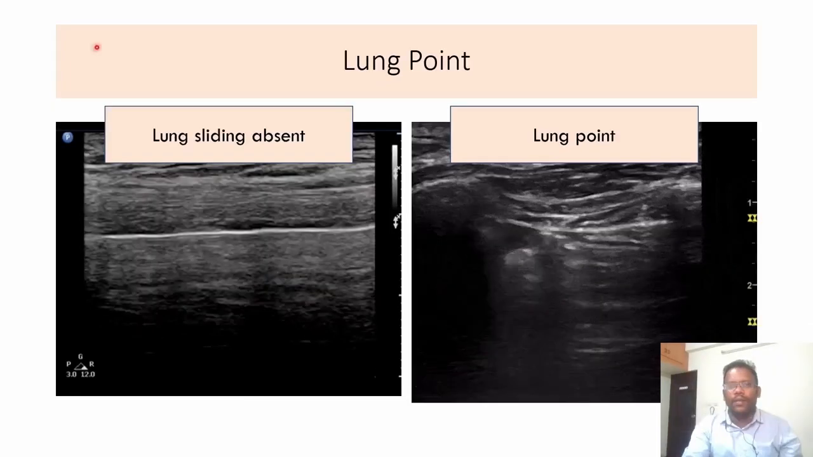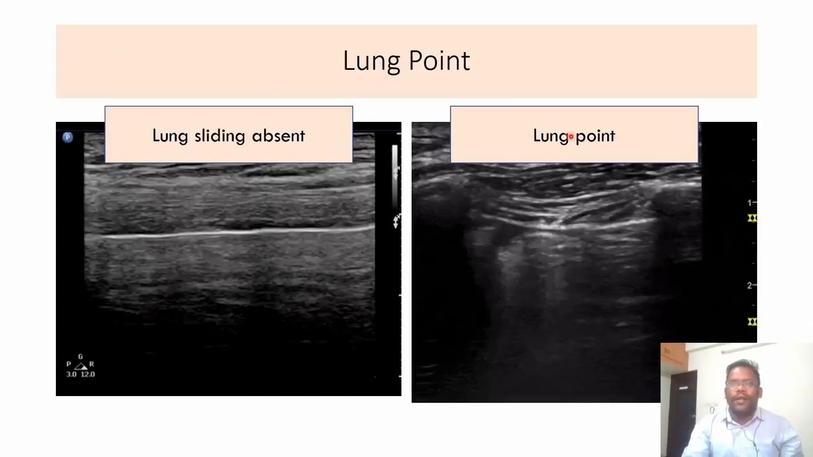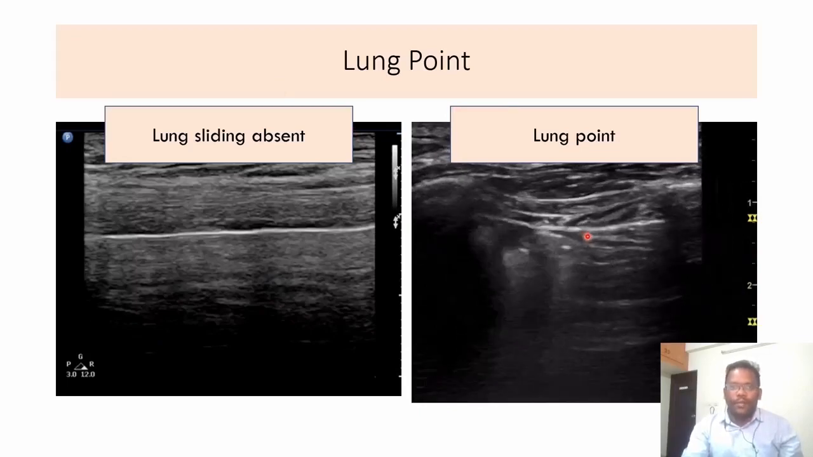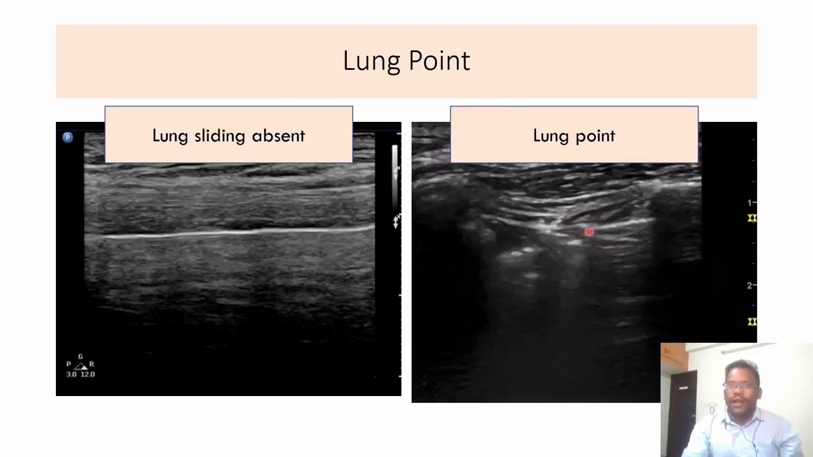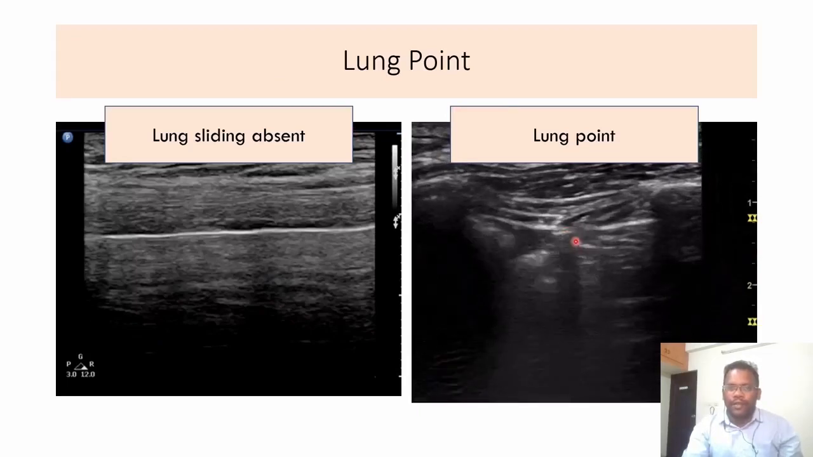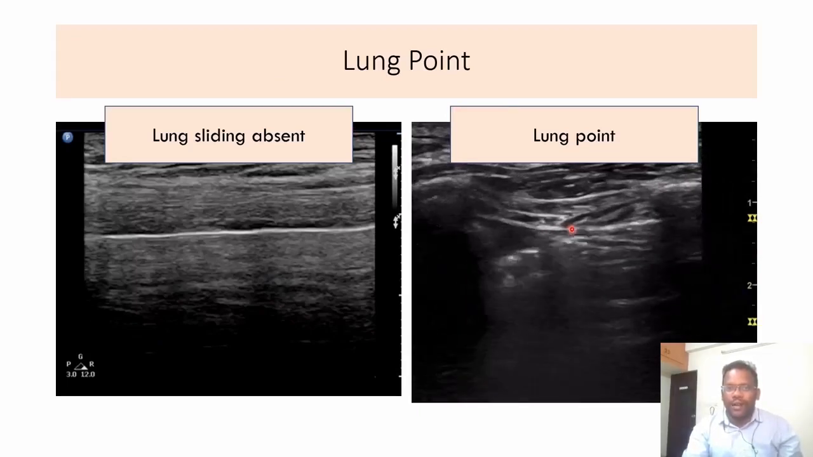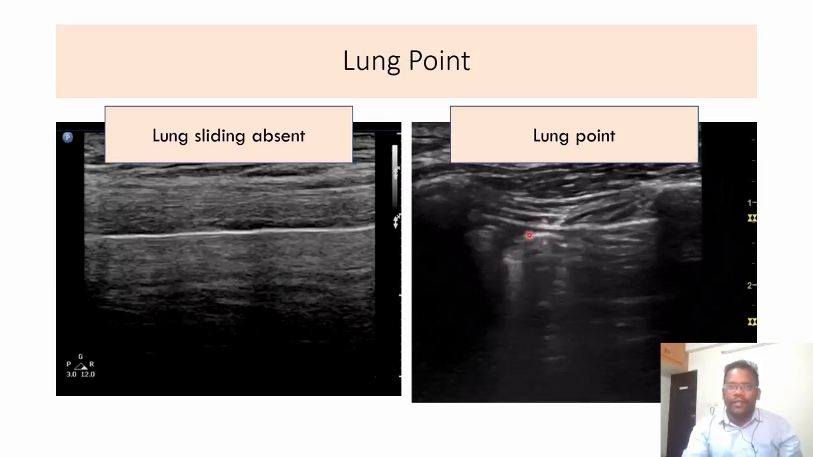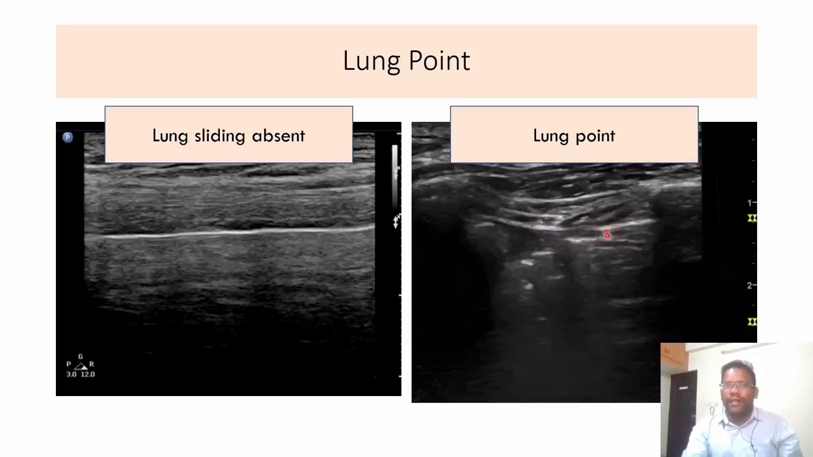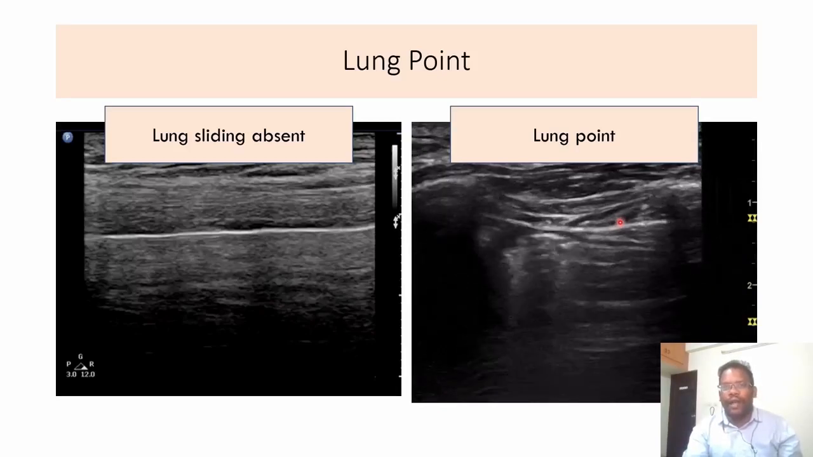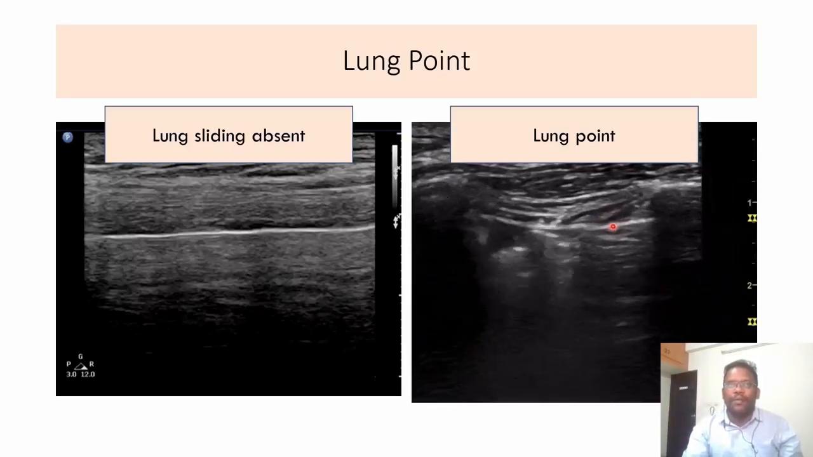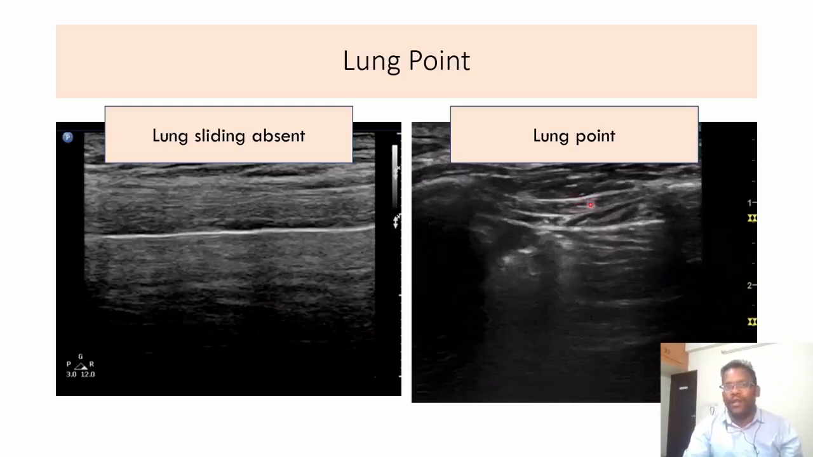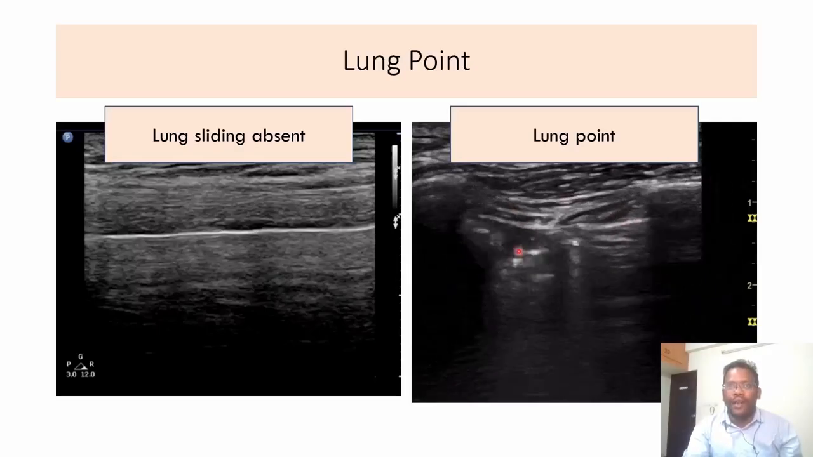So what is lung point? Lung point is the point at which the visceral pleura begins to separate from the parietal pleura at the margin of the pneumothorax. So here you can see at this point, one side we will be having well aerated lung with sliding pleura. Another side we have motionless collapsed lung without the sliding pleura. So the lung point is a border between collapsed lung and the aerated lung.